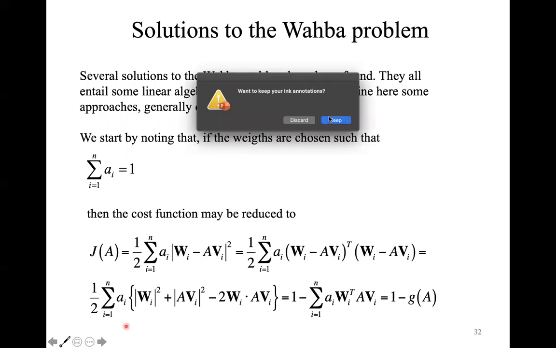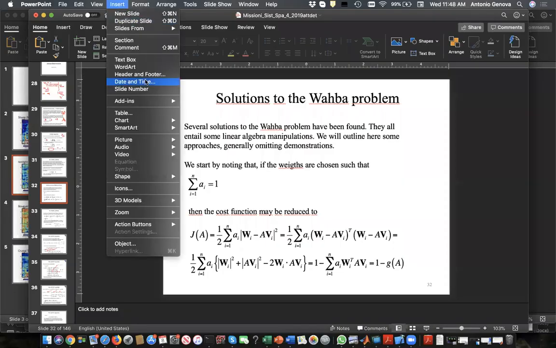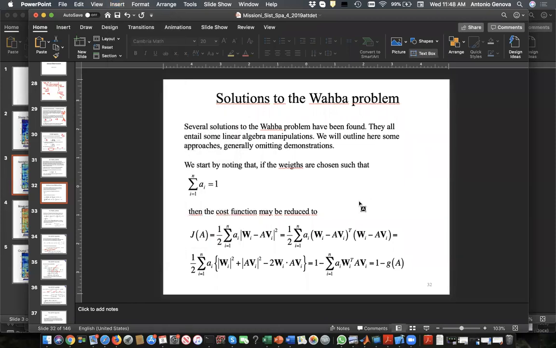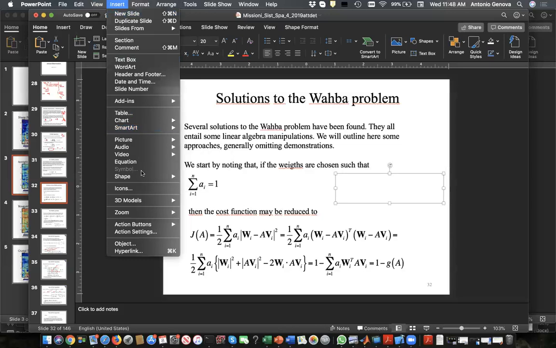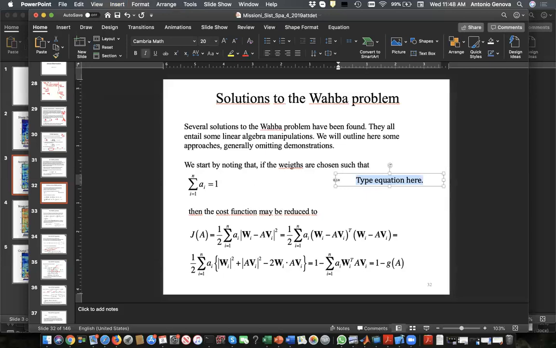Okay, so let's keep it. I will write by equation so I will be faster. So I will write over there. The subscript i means the vector of the body number i.